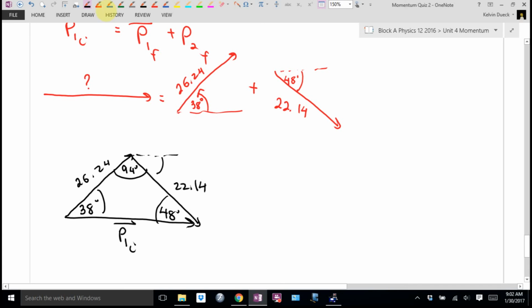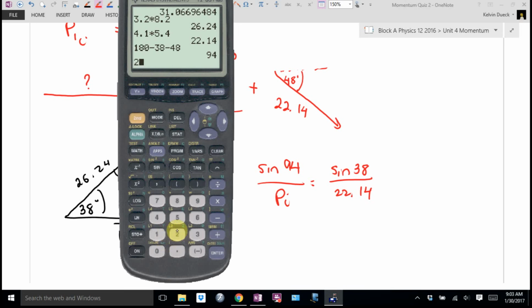Why does that help? I think I can actually pull out the sine law. I do have a pair. In fact, I have 2 pairs, that one or that one. So I'm going to go sine of 94 divided by mystery momentum equals, oh heck, I'll use the 38 and the 22.14. You could also use the sine of 48 over 26.24. You'll get the same answer. 22.14 times the sine of 94 divided by sine of 38. I think that's how I would get this by itself.